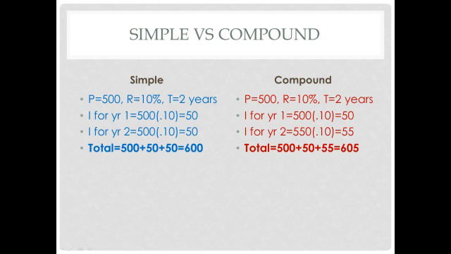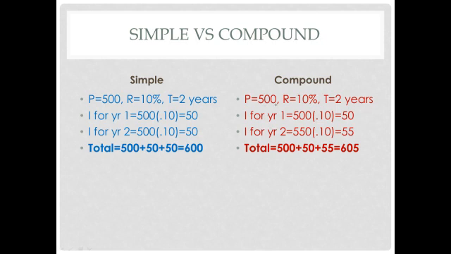So simple interest is calculated on the initial principal, and that's it. Year after year it is calculated on the initial principal. Compound interest is a little different. It's calculated on the initial principal in the first year, but each year afterwards is calculated on the initial principal plus the previous interest earned.